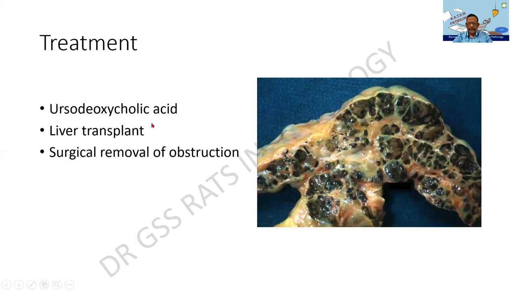The treatment can be medical in the early stages, ursodeoxycholic acid. Liver transplantation can be the ultimatum, but in the case of secondary biliary cirrhosis, a surgical removal of the obstruction can be attempted.